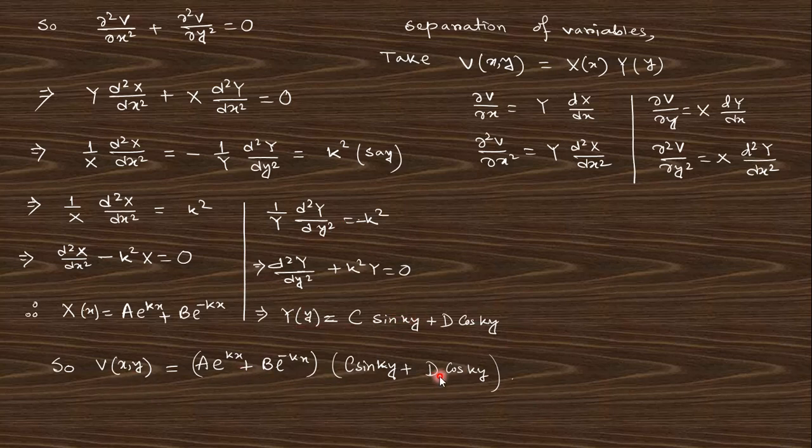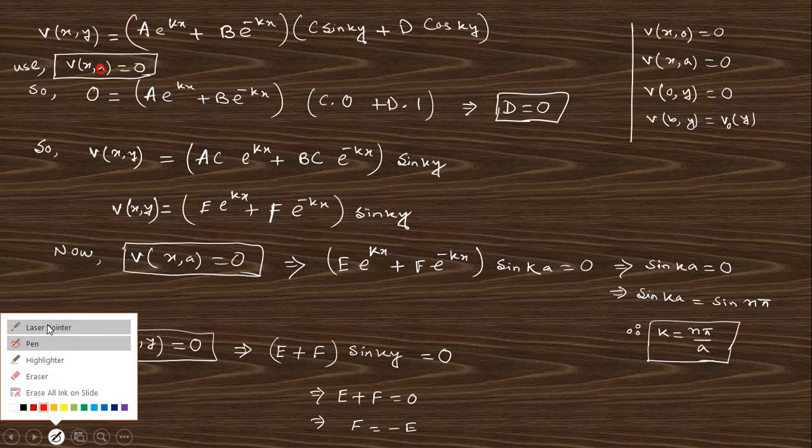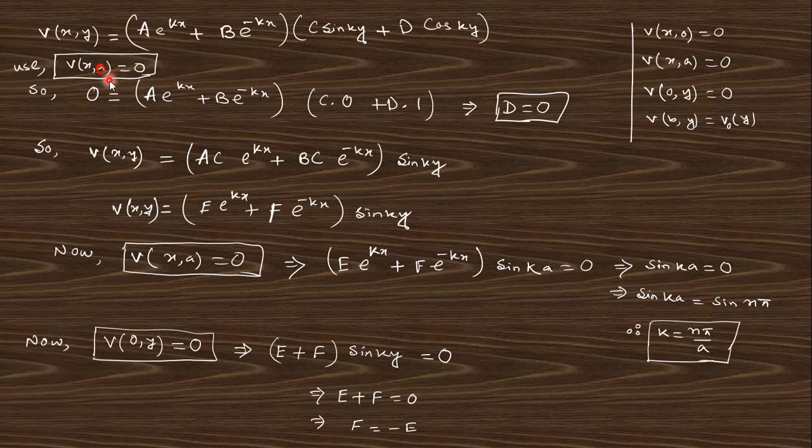So finally you got this expression, that is the solution. Now putting in the conditions, this is the potential expression. Put this boundary condition first, the potential is 0 at x equals 0. This is a mistake, this is 0, not a. If you put the value x equals 0, y equals 0, sine 0 is 0, cos 0 is 1. So finally you got D equals 0. So this is the expression.